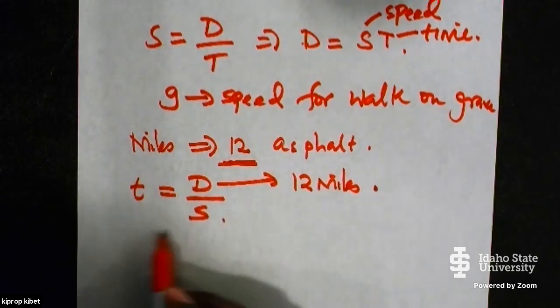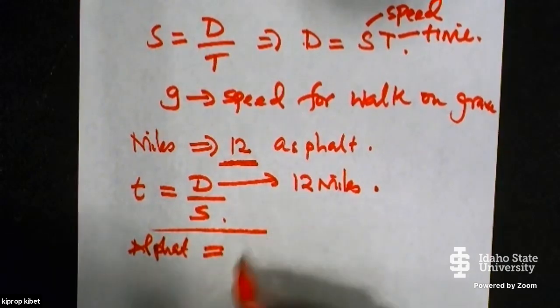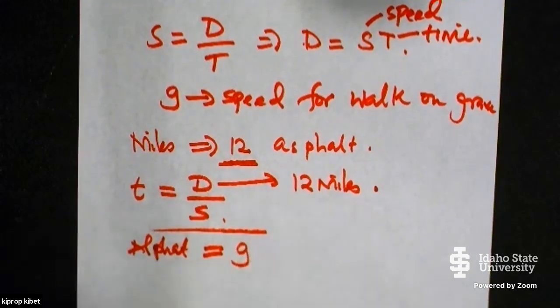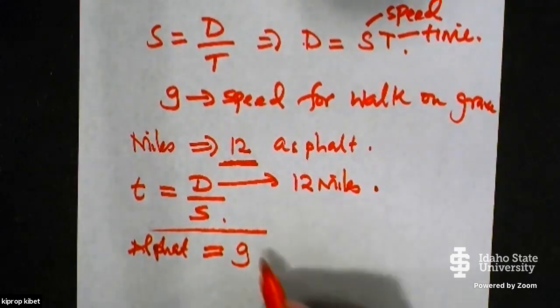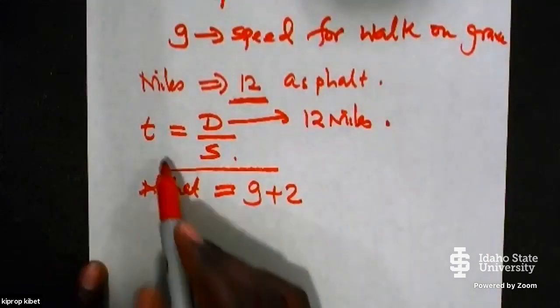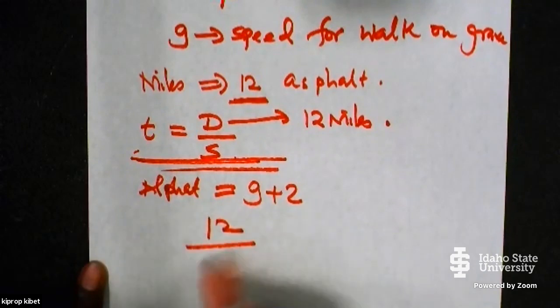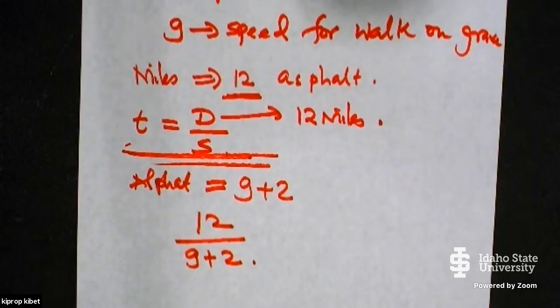So on the alpha, this one is alpha. For the gravel, the speed on the gravel is G, and on the alpha it is G plus 2, faster than the one working on the gravel. So to get the time it took to work on the alpha will be 12 all over G plus 2.